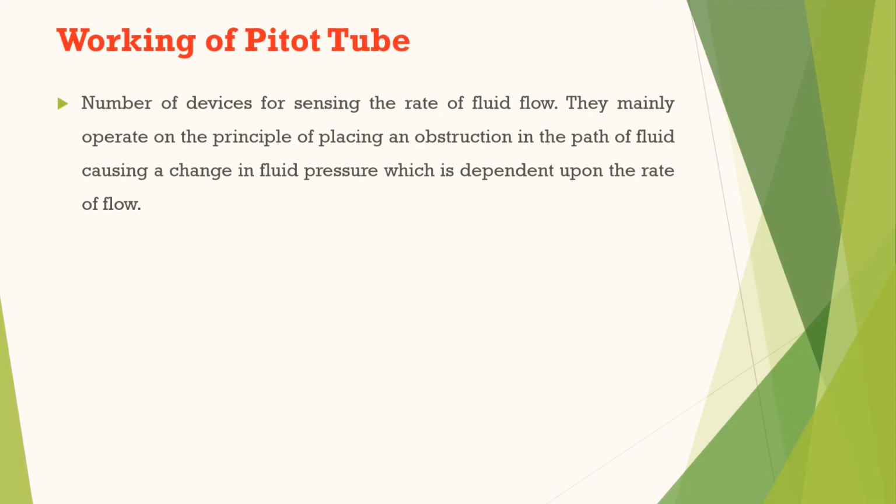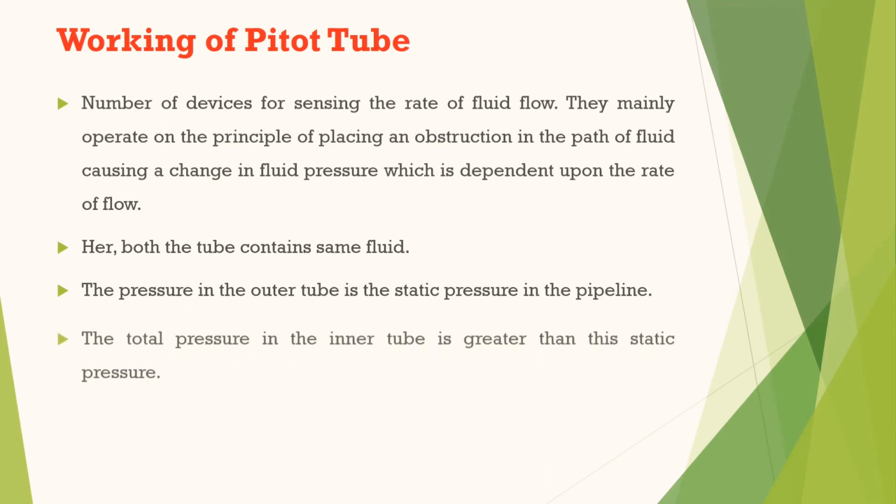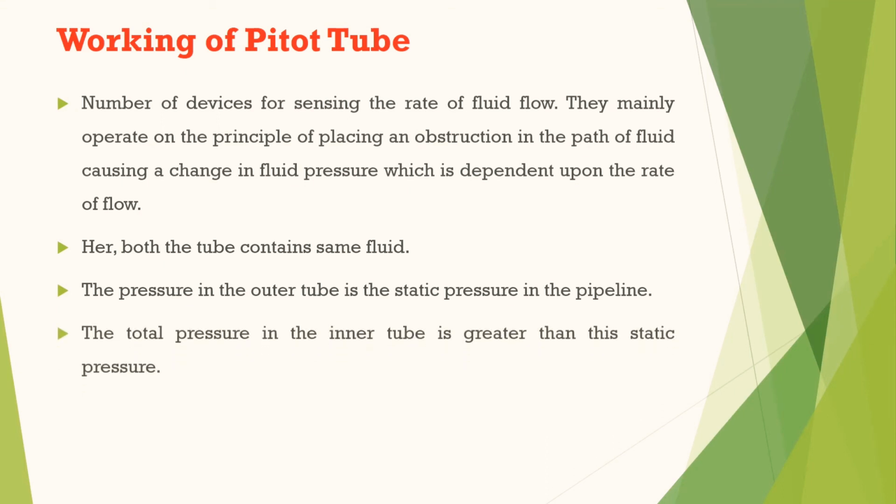There are a number of devices for sensing the rate of fluid flow. They mainly operate on the principle of placing an obstruction in the path of fluid, causing a change in fluid pressure which is dependent upon the rate of flow. Here both the tubes contain the same fluid. The pressure in the outer tube is the static pressure in the pipeline. The total pressure in the inner tube is greater than this static pressure.